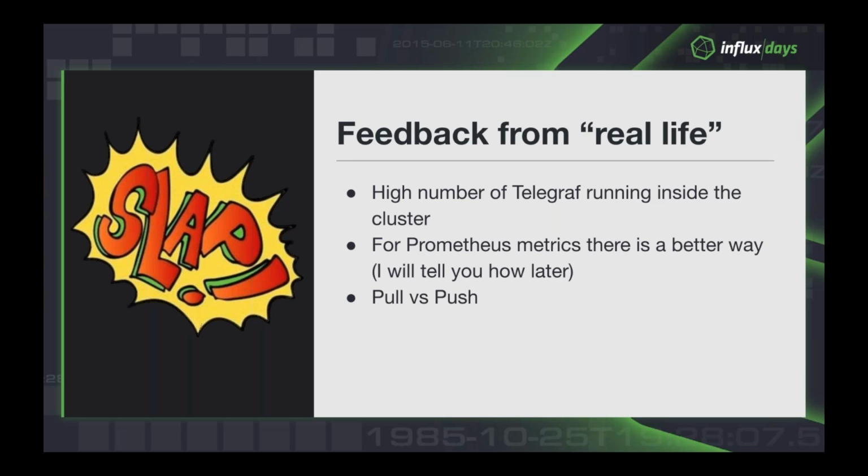Something we learned along the way is that if you run Telegraf as a sidecar for all your pods, you will end up with a very high number of Telegrafs running inside a cluster. This is great, but you need to remember that you will get a lot of them. For Prometheus metrics, something you can do is also centralize the gathering of the metrics. You leave Telegraf able to discover where applications that expose Prometheus endpoints are, and Telegraf will pull the data from them. This is the main difference between pull versus push.